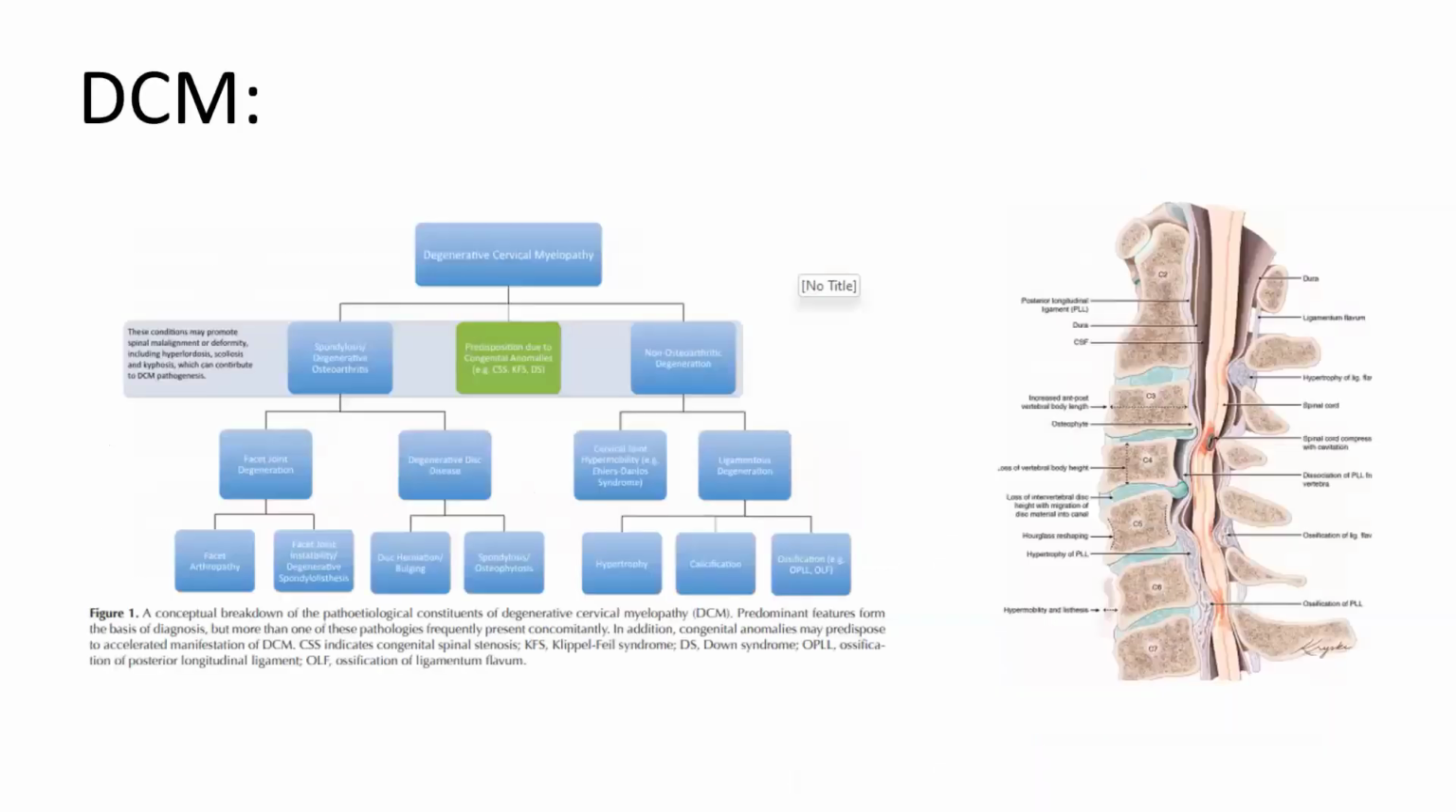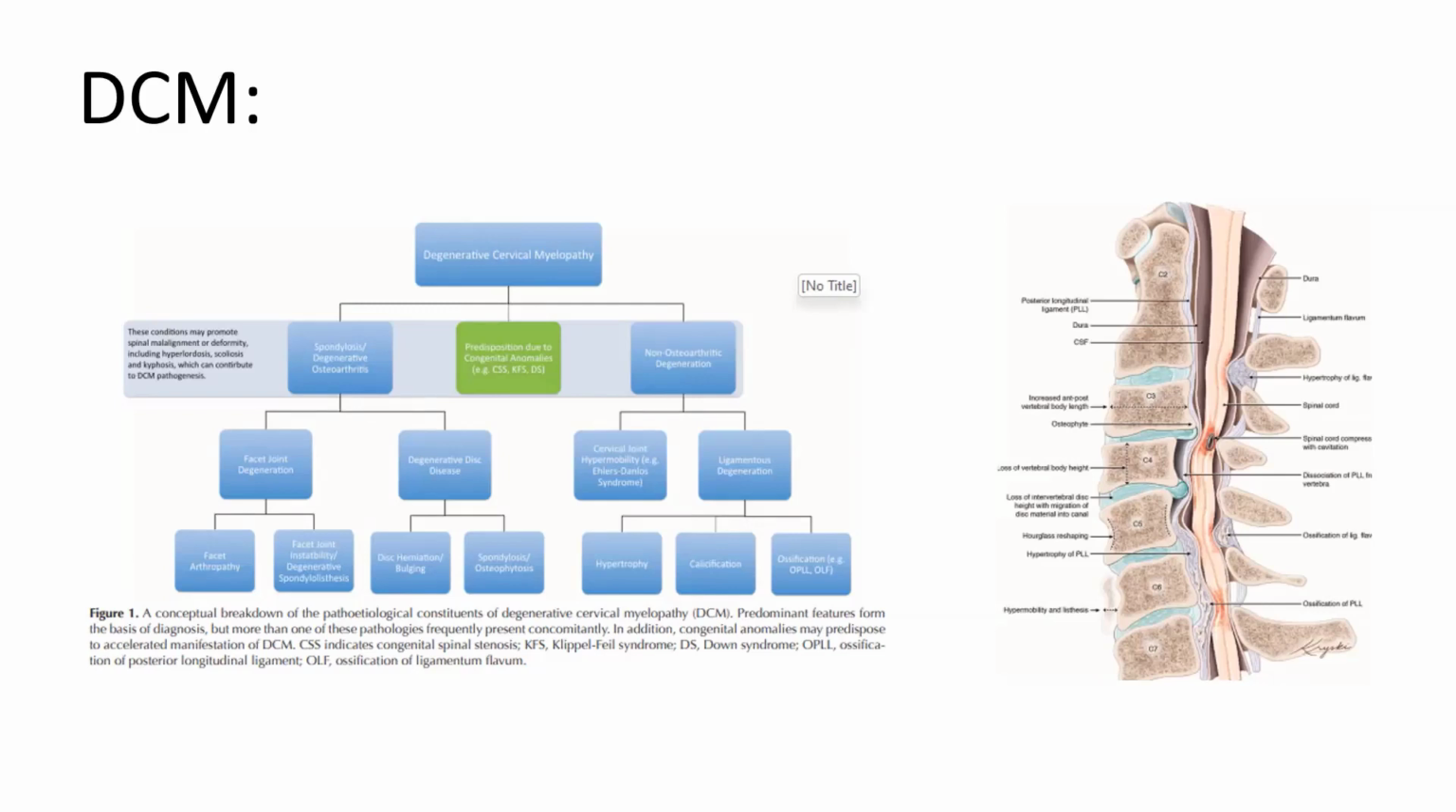Here's a nice graph that shows you the terms that they want to encompass under the DCM umbrella. They have spondylosis, which we also refer to as arthritis, and then the facet arthropathy, degenerative disc disease, which encompasses your facet cyst, facet hypertrophy, facet instability, disc herniation, bulging, and then spondylosis, or arthritic encompassing of the foramen, and then the non-osteoarthritic degeneration, which could be from hypermobility disorders, as well as ligamentous degeneration, and that encompasses the OPLL, OLF things.